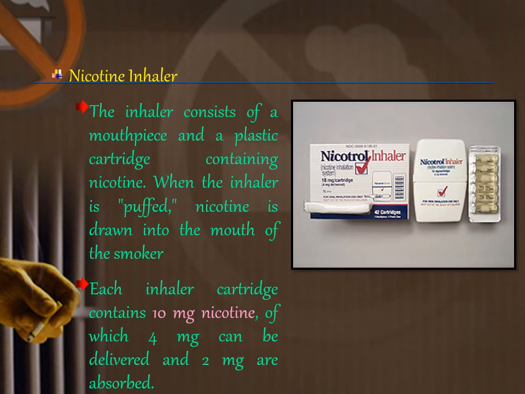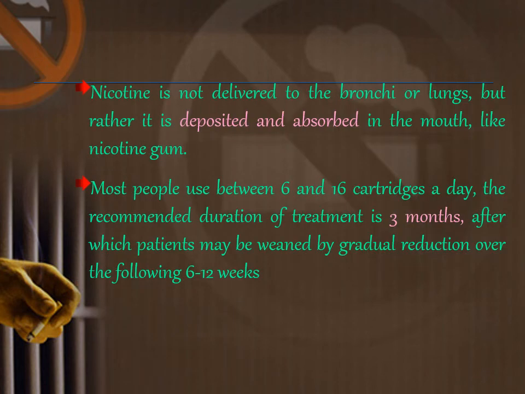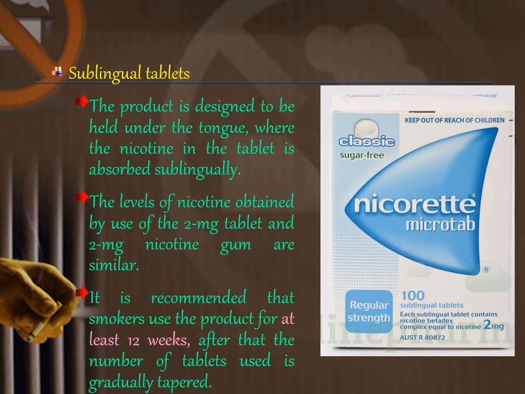Nicotine inhalers. The inhalers consist of a mouthpiece and a plastic cartridge containing nicotine. When the inhaler is puffed, nicotine is drawn into the mouth of the smoker. Each inhaler cartridge contains 10 milligrams of nicotine, of which 4 milligrams can be delivered and 2 milligrams are absorbed. Nicotine is not delivered to the bronchi or lungs, but is deposited and absorbed in the mouth like nicotine gum. Most people use between 6 and 16 cartridges a day. The recommended duration of treatment is 3 months, after which the patient may be weaned by gradual reduction over the following 6 to 12 months.